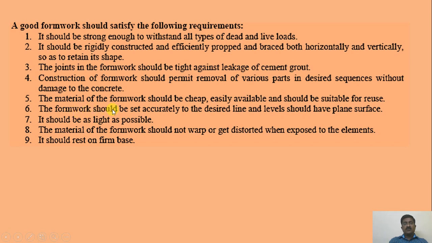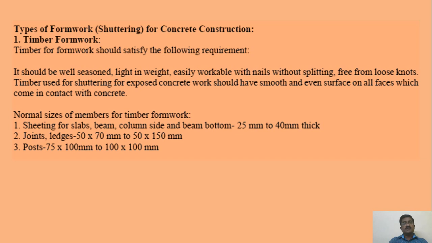The formwork should be set accurately to the desired line and level, and should have a plain surface. It should be as light as possible. The material of formwork should not warp or get distorted when exposed to the elements. It should rest on a firm base. So these are the various requirements of a good formwork. Now, what are the various types of formwork or shuttering for concrete construction?